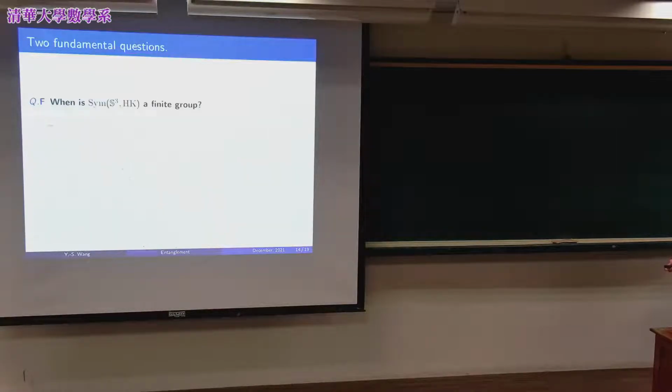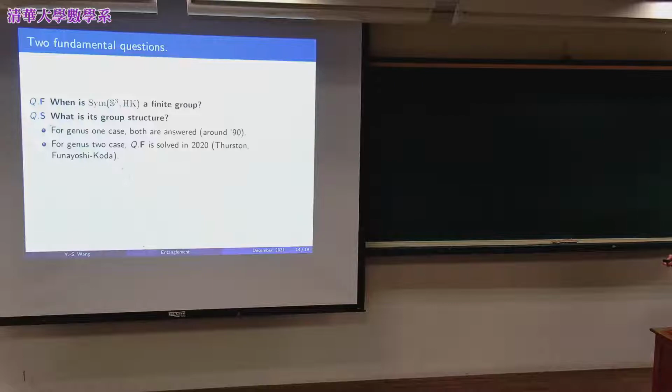Is it a finite group? Or when is the symmetry group a finite group? The answer is it's not always a finite group. But when is it a finite group? We will see the answer. And also, if it's a finite group, can we classify its group structure? In the case of genus 1, both are answered at around the 1990s. So we know that in the case of classical knots, if it's a finite group, it's either cyclic or dihedral. But for the second question, it's only solved in 2020.